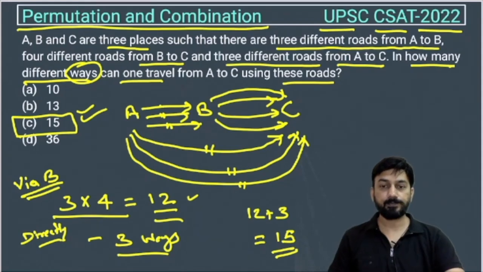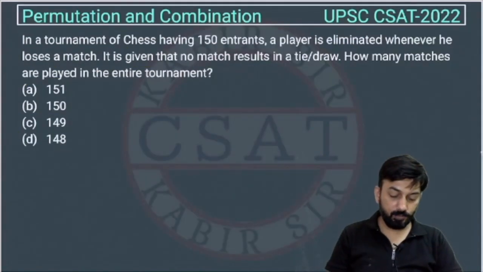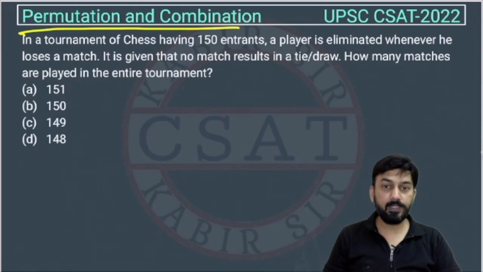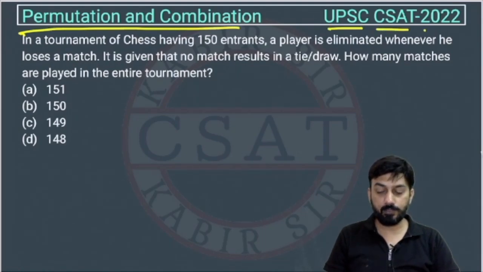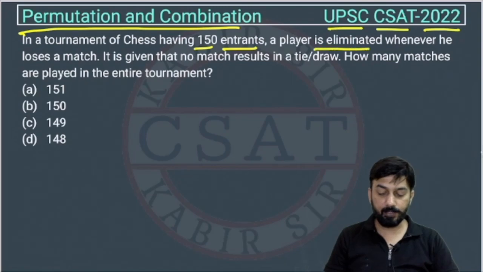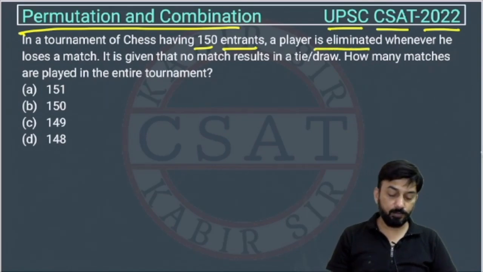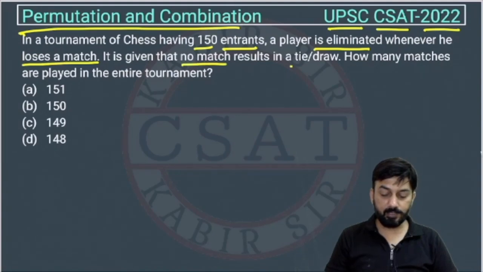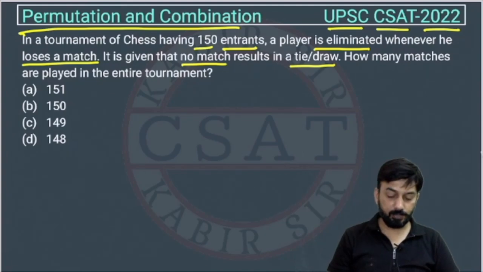Okay, this is a question from Permutation and Combination chapter asked by UPSC in their CSAT paper of 2022. In a tournament of chess having 150 entrants, a player is eliminated whenever he loses a match. It is given that no match results in a tie or draw. How many matches are played in an entire tournament?